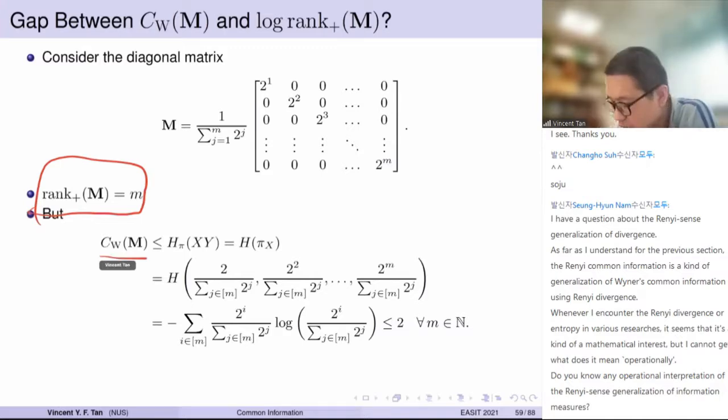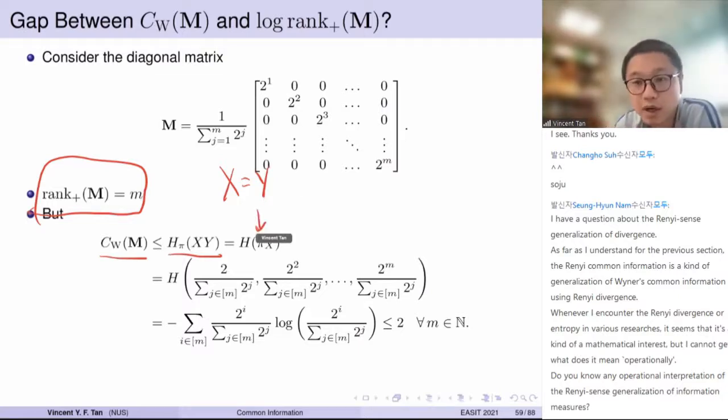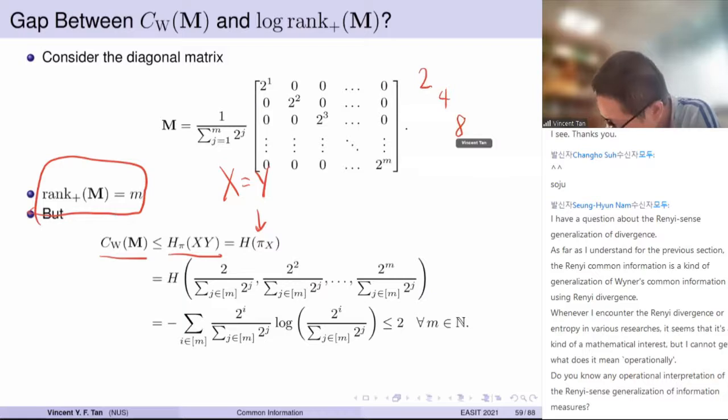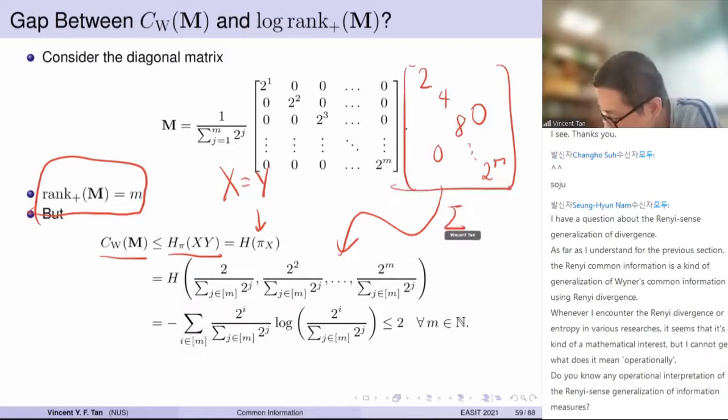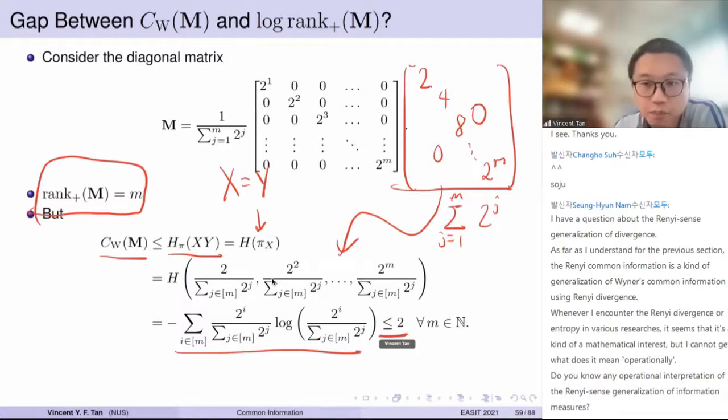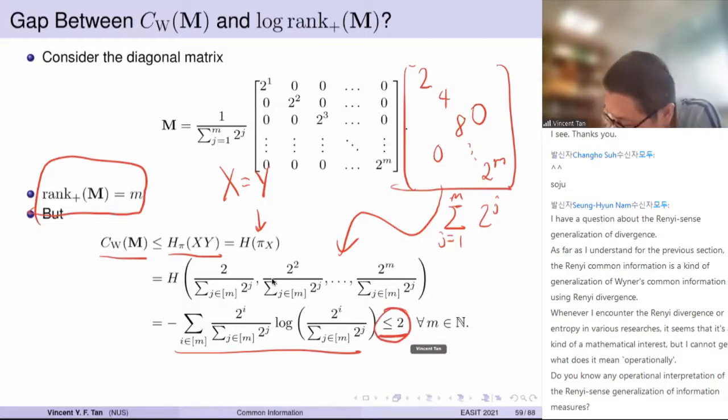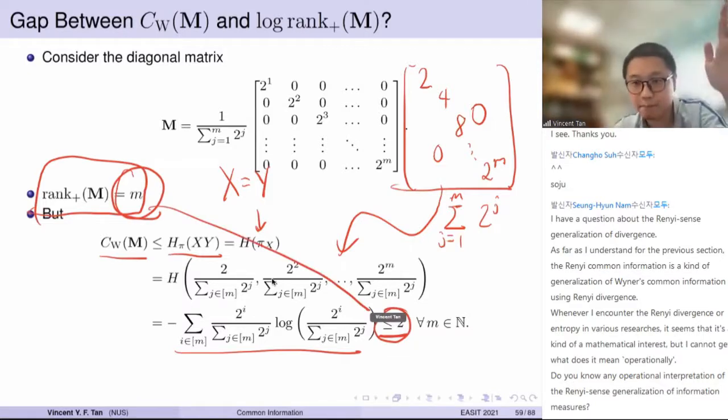So the Wiener's common information is upper bounded by the entropy. But because X is equal to Y deterministically here, you can drop one of them and you can talk about just the entropy of X. Well, you know the distribution of X is basically given by the following. So this is 2, 4, 8, up to 2 to the M, diagonal matrix. So you can substitute this inside here, suitably normalized by the sum of 2 to the J up to M. But this has a closed form expression, and in fact, it's always less than or equal to 2. So this guy here and this guy here can be arbitrarily far apart if I increase M.